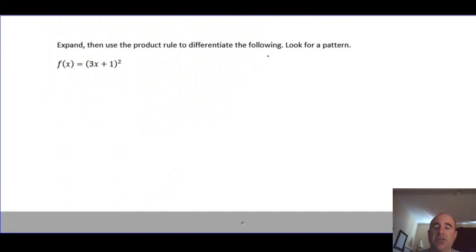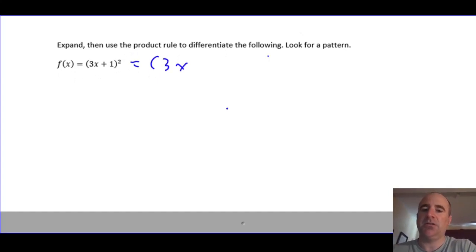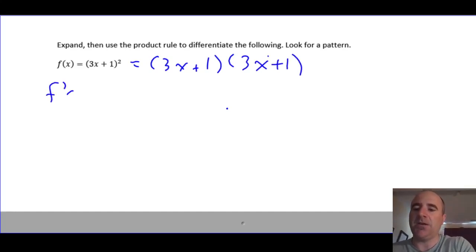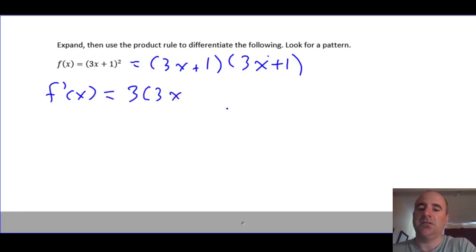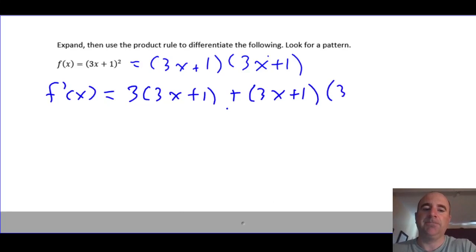So in order to discover a new rule, let's look for a pattern in doing some of these derivatives. This is f of x equals 3x plus 1 squared, which of course means that f of x is just 3x plus 1 times 3x plus 1. Using the product rule, I can say that f prime of x is the derivative of 3x plus 1, which is 3, times the second, plus 3x plus 1, times the derivative of this, which is 3.